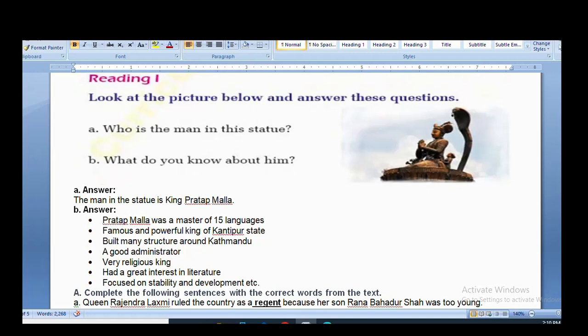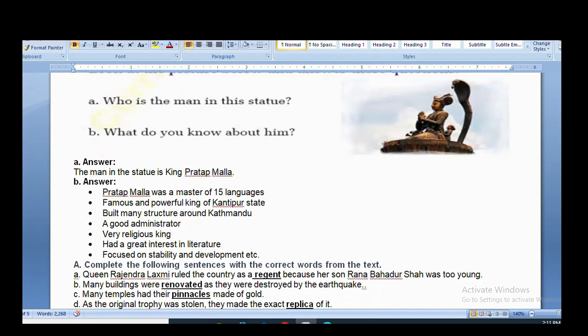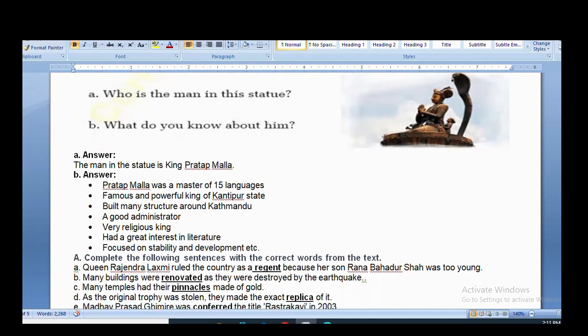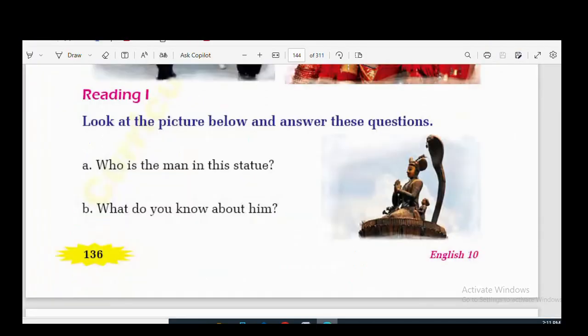He was a very famous and powerful king of Kathmandu. Its old name was Kantipur. He built many structures around Kathmandu. He was a good administrator, a very religious king, and had great interest in literature. He was so focused on the stability and development of the state. Now let's go to the text.